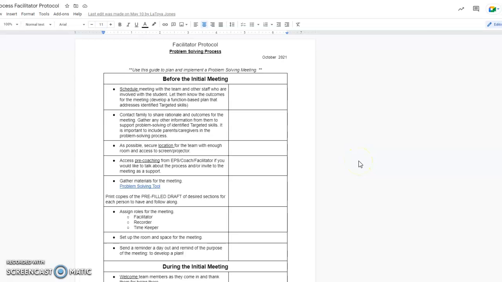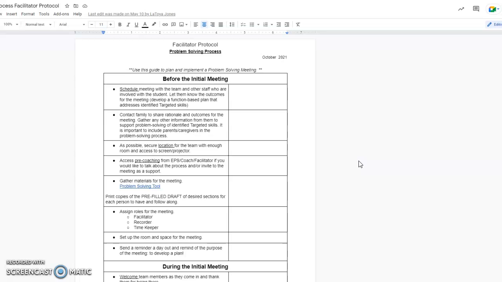One of the most significant aspects of facilitating a problem-solving process is the skills and knowledge of the facilitator leading the meeting. The Facilitator Protocol provides specific steps to be taken before, during, and after the meeting to ensure full stakeholder input and sharing, an organized meeting, and also ensuring that all stakeholders involved in the meeting understand their roles and assignments.